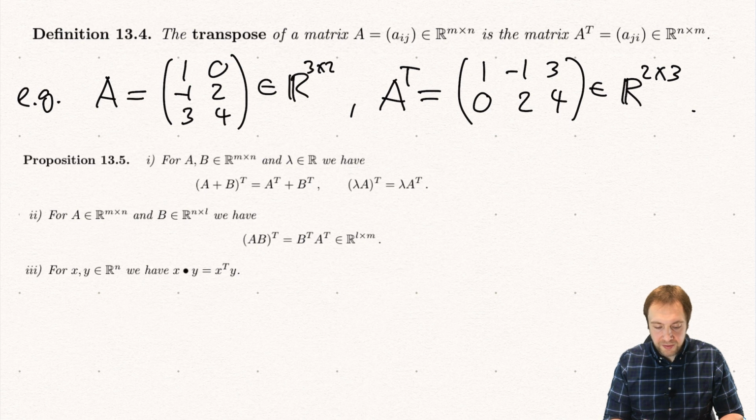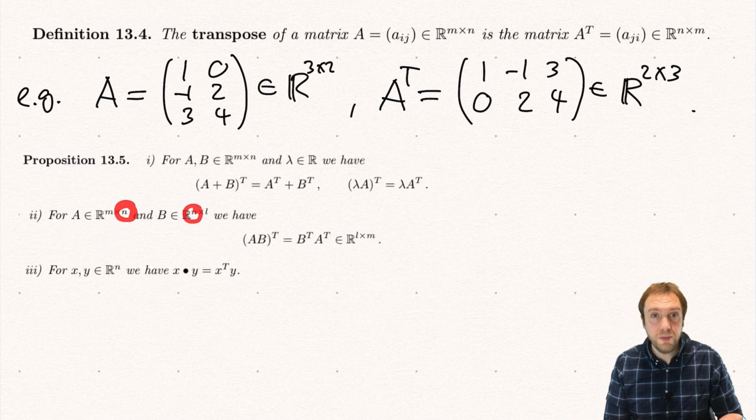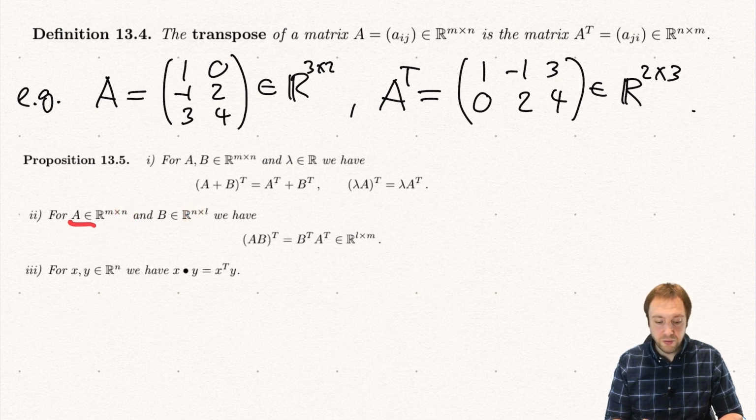And now if I take the product of two matrices, so if I have an m by n matrix, then this matrix I can multiply with an n by l matrix. So recall that the number of columns of a matrix A needs to be the same as the number of rows of a matrix B in order to multiply A with B. So in the end, this will be an m times l matrix.